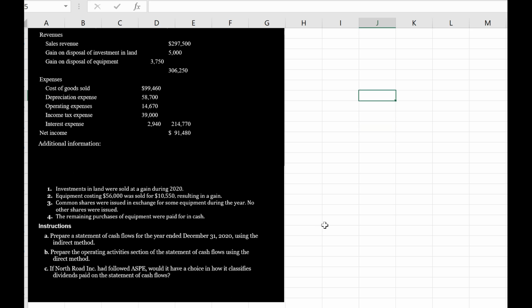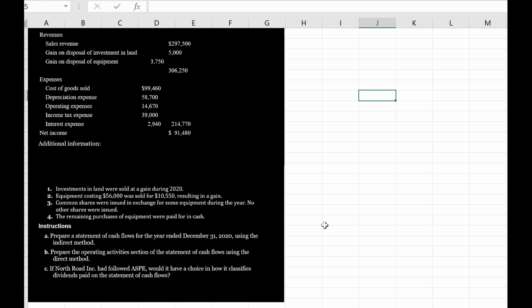Investments in land were sold during 2020 at a gain. Equipment costing $56,000 was sold for $10,550, resulting in a gain. Common shares were issued in exchange for some equipment during the year. No other shares were issued. And the remaining purchases of equipment were paid for in cash.